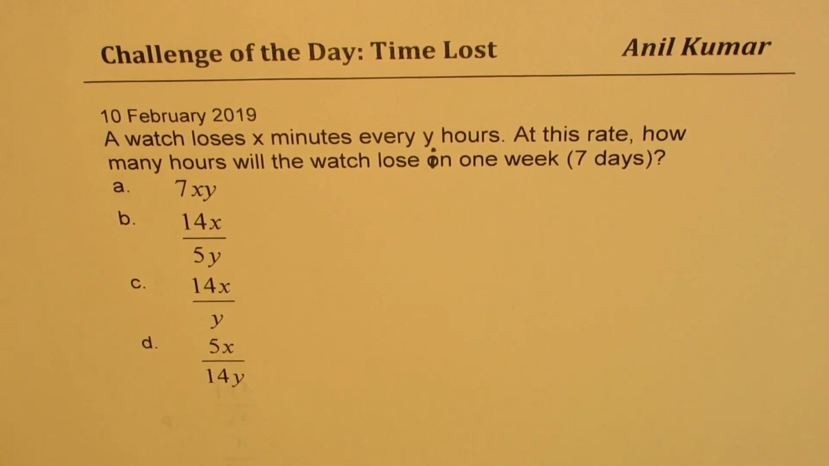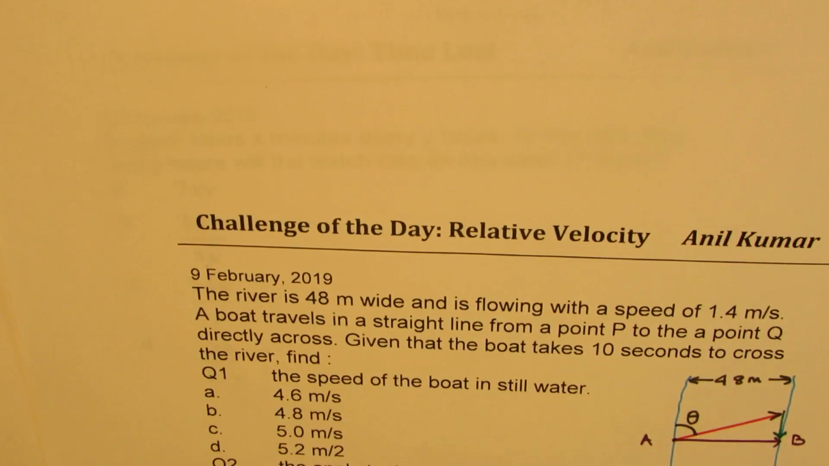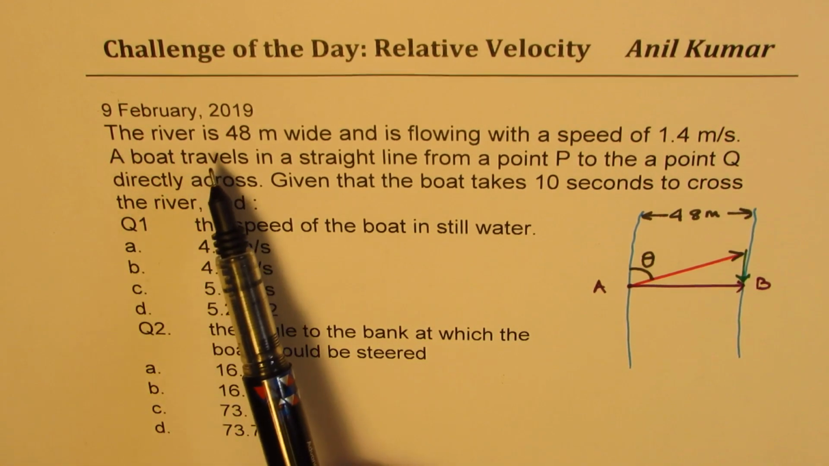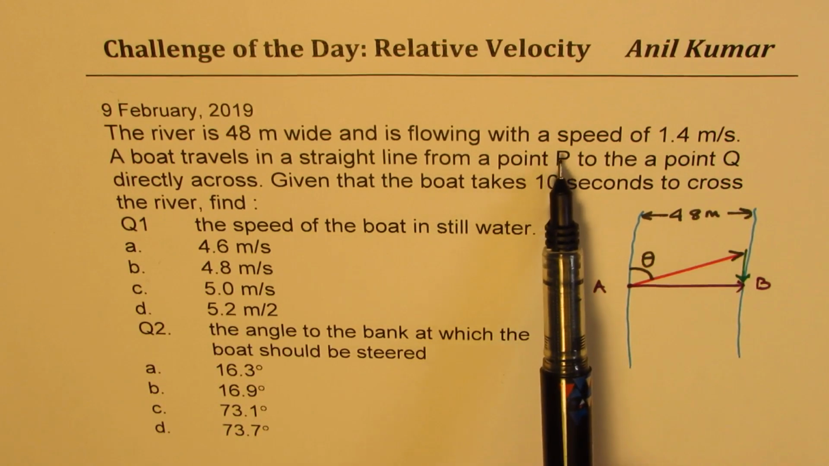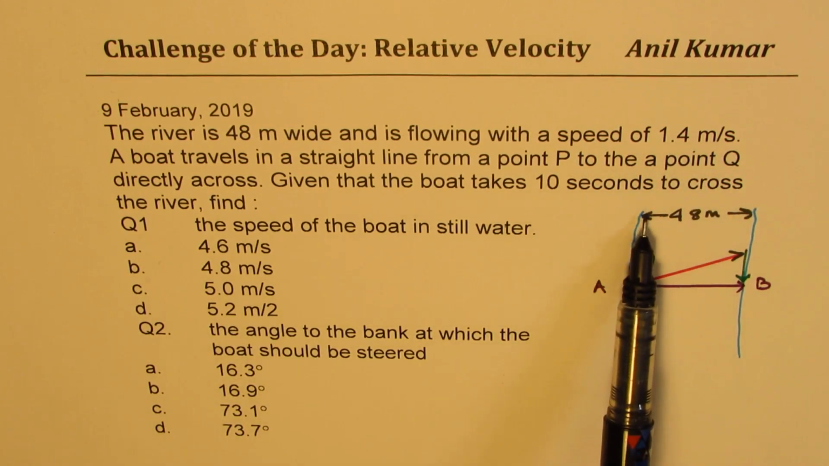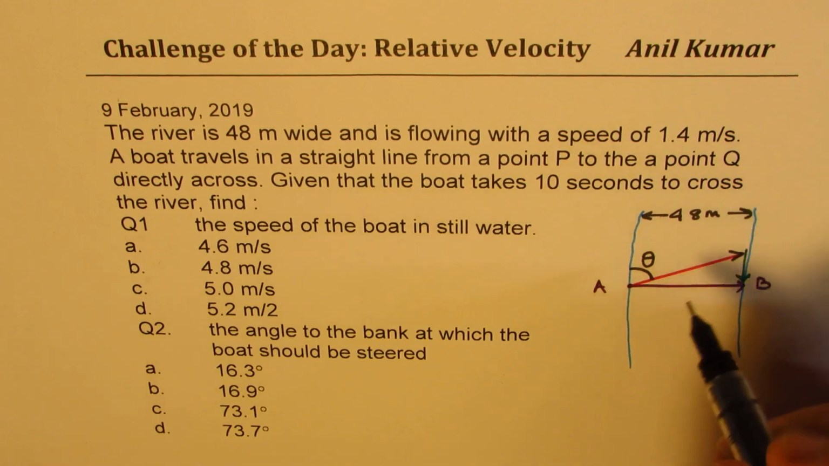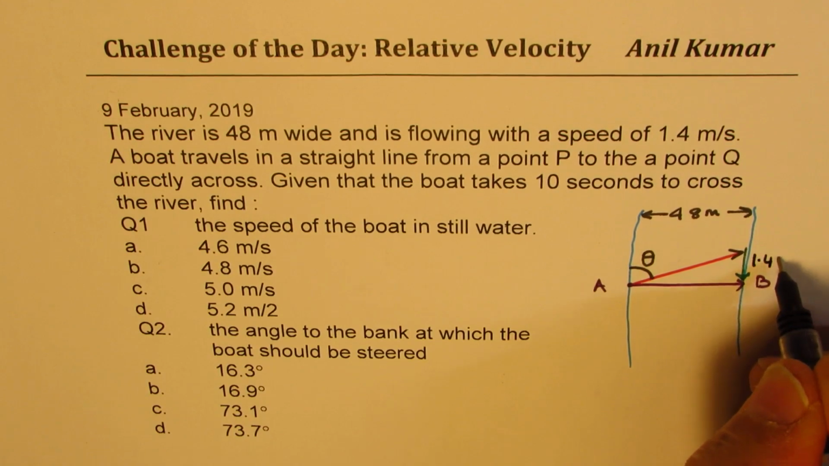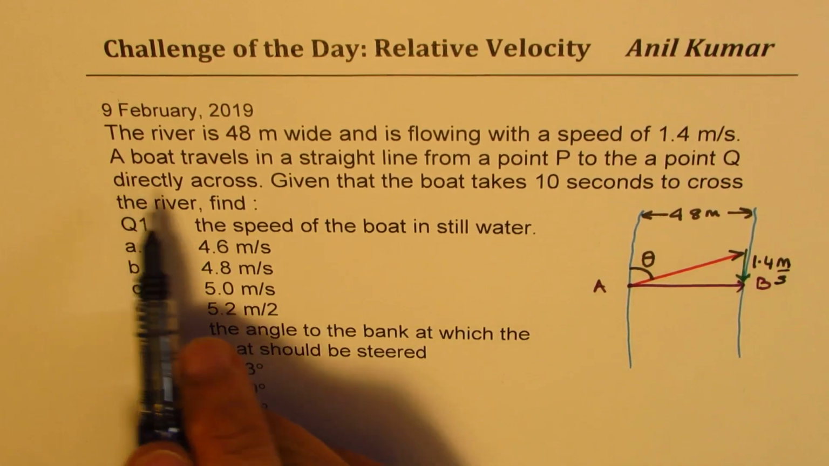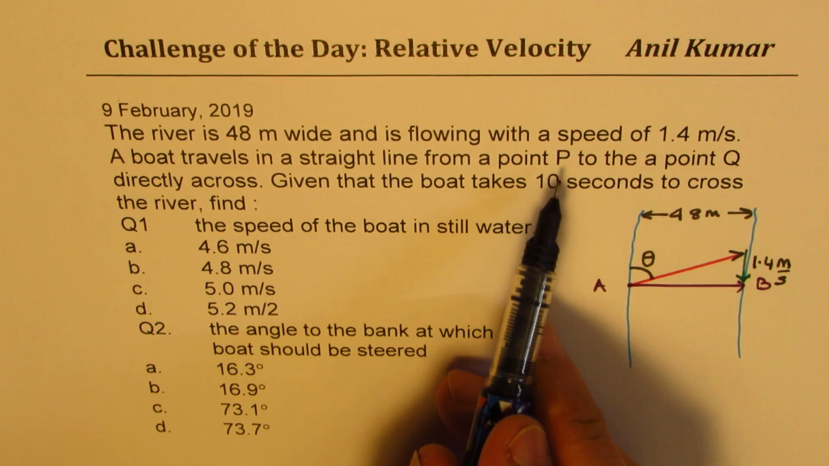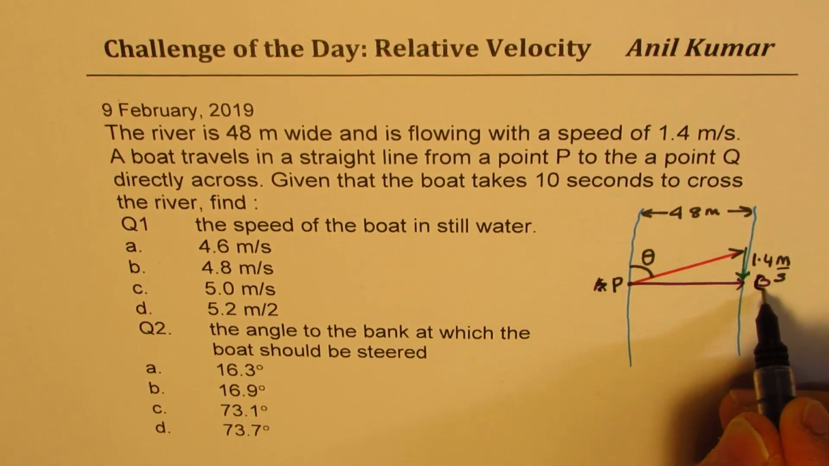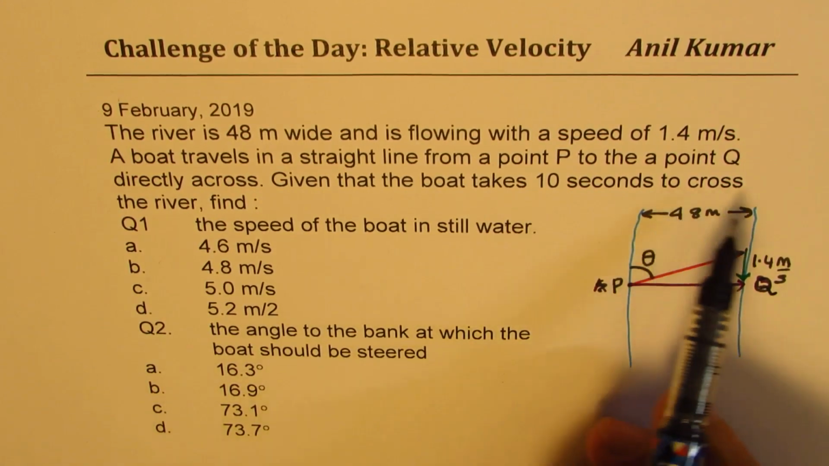Now, let's look into the solution of our yesterday's question, correct? Here is our yesterday's challenge of the day. The river is 48 meters wide and is flowing with the speed of 1.4 meters per second. So we showed this arrow by flowing at the rate of 1.4 meters per second. A boat travels in a straight line from point P to Q. So this point is P and this point is Q, right?